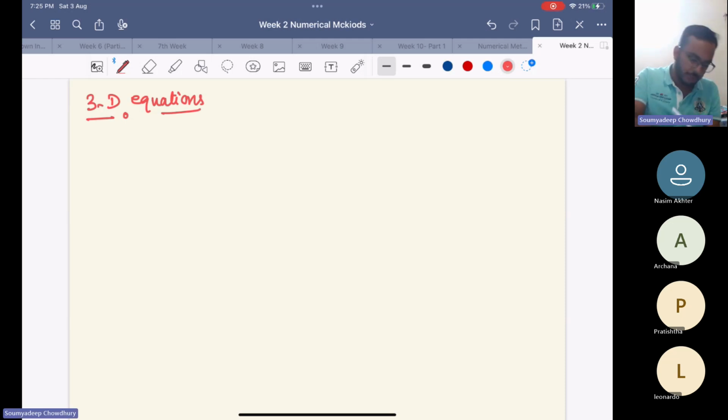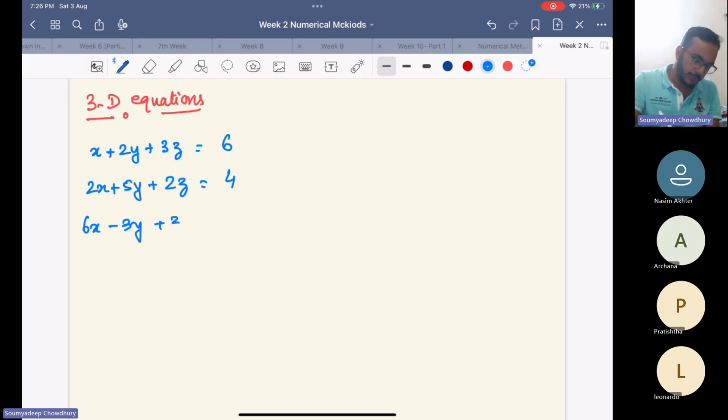So suppose you have three equations: x plus 2y plus 3z equals 6, 2x plus 5y plus 2z equals 4, and 6x minus 3y plus z equals 2. Suppose you have these three equations and you are asked to find the solution.